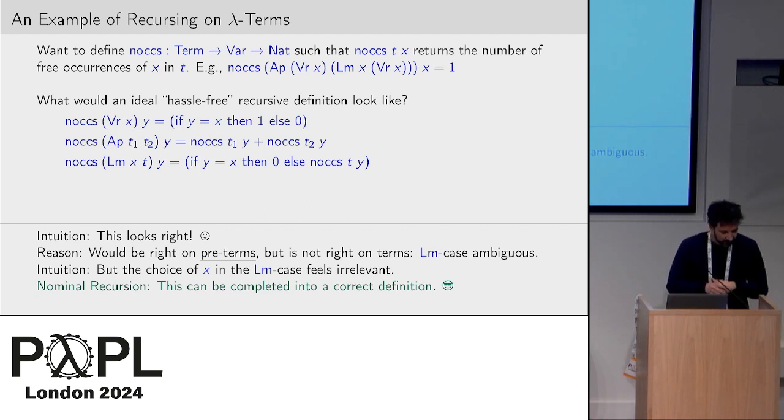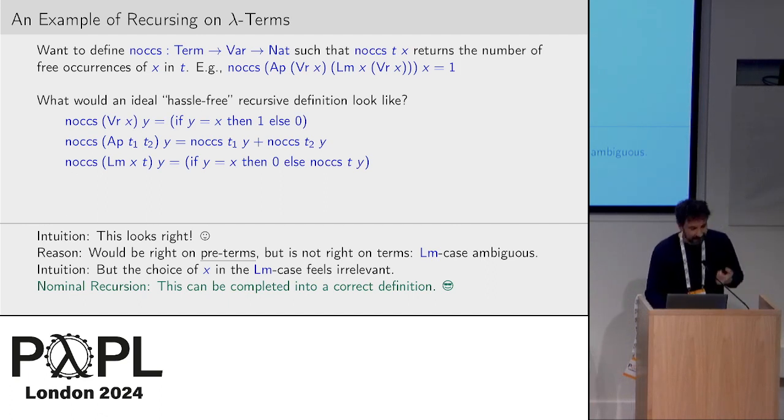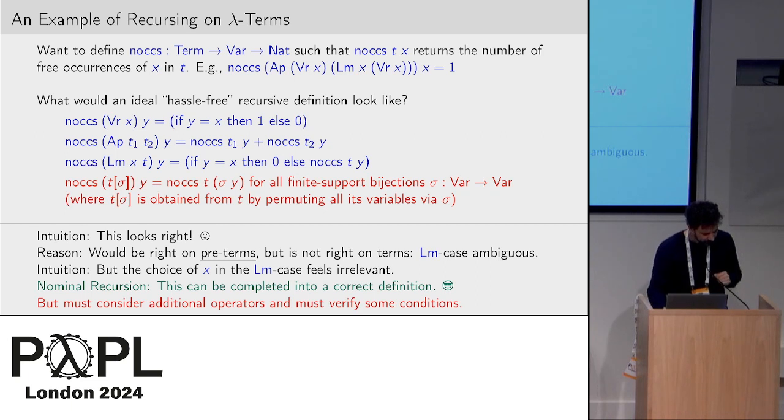And this is where nominal recursion comes in, and it essentially bridges intuition with reason. But it is not a deus ex machina situation, so it does not just say, okay, this is actually fine, but it says that this can be completed to a definition. And the essence of nominal recursors is in this completion process. So what does it mean to complete this into a rigorous definition?